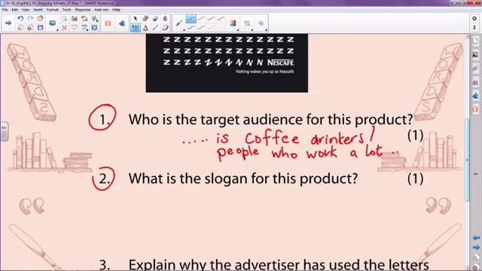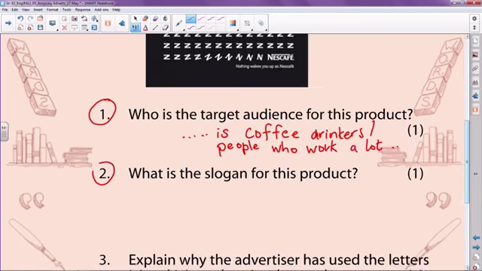What is the slogan for this product? Well, the slogan is: nothing wakes you up like Nescafe.